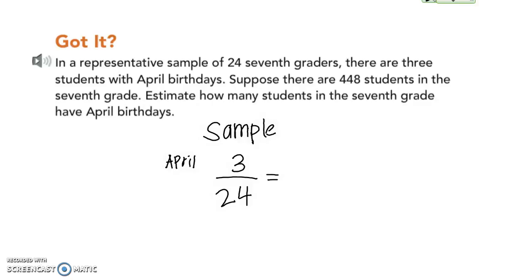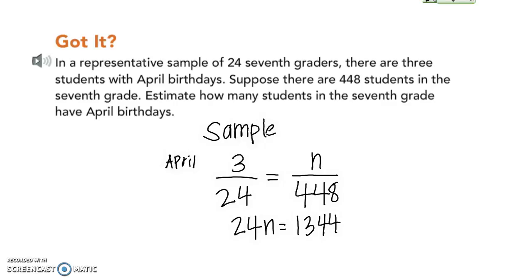And then they say, suppose there are 448 students in the 7th grade. That would be my total. And they want us to estimate how many students in the 7th grade have April birthdays. That's going to be n. And from there, we just solve our proportion. So we would cross multiply, and we would get 24n equals 448 times 3, which is 1,344. Then we just divide that by 24. Divide by 24.